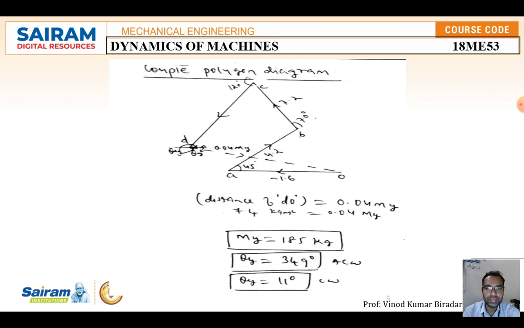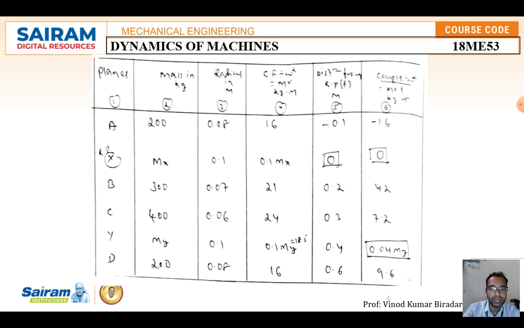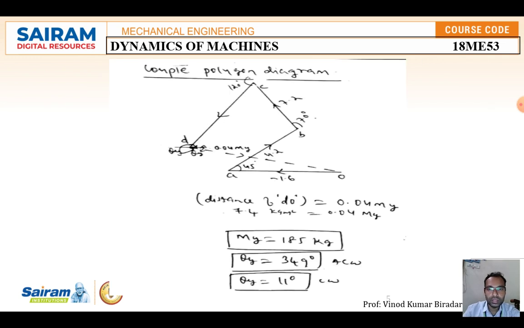Once you finish this, we have the formula: the distance of DO is equal to 0.04 m Y, taking the bracket square there. Our aim is to find the mass of Y. Distance of DO means take the scale and measure D to O. You are going to get 7.4 something. So that is equal to 0.04 m Y. From that you are going to get the mass of Y equal to 185 kg.